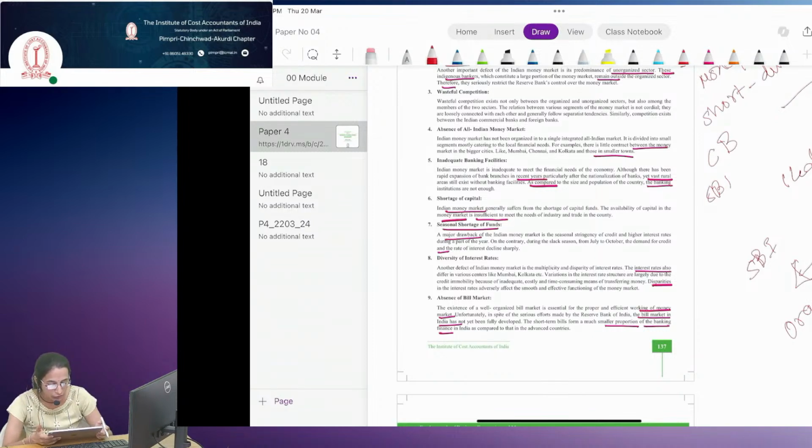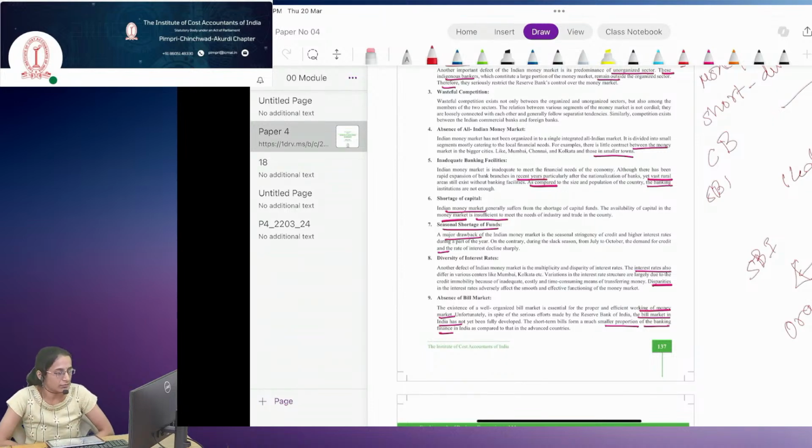Another defect of Indian money market is the multiplicity and disparity of interest rates. The interest rates also differ in various centers like Mumbai, Kolkata. Variations in the interest rate structure are largely due to credit immobility because of inadequate, costly and time consuming means of transferring money. Disparities in the interest rate adversely affect the smooth and effective functioning of the money market, right?